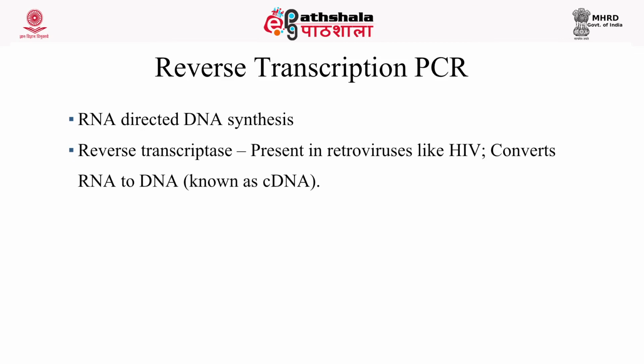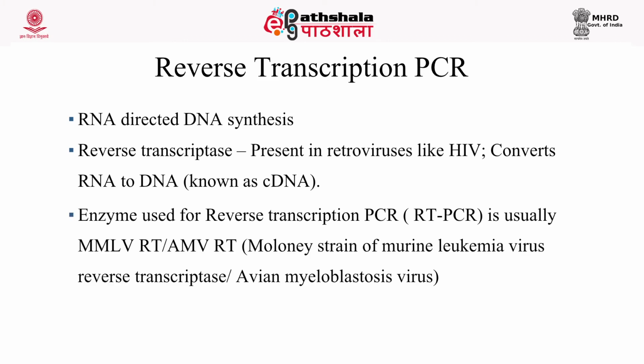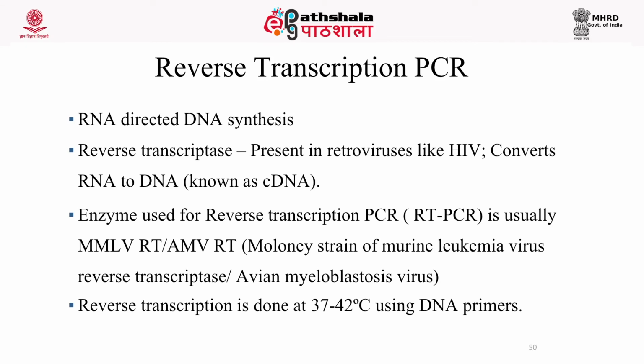When DNA is formed from RNA, it is known as cDNA or complementary DNA. The enzyme used for reverse transcription is known as reverse transcriptase. It is an enzyme found in retroviruses such as HIV. For reverse transcription PCR, enzymes are derived from Moloney strain of murine leukemia virus as well as avian myeloblastosis virus.